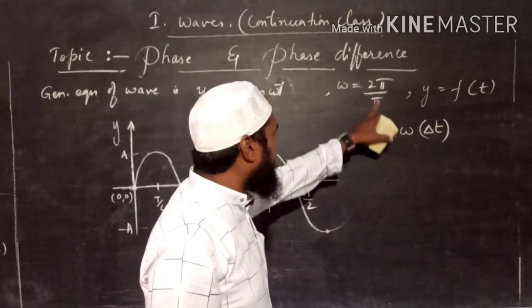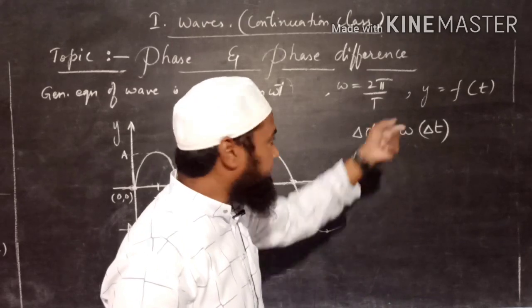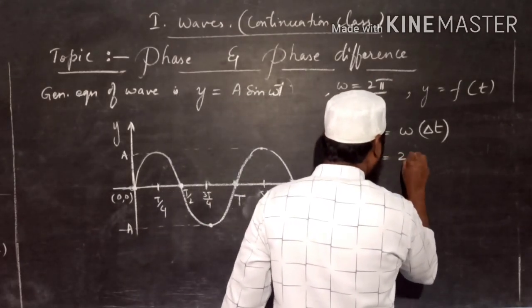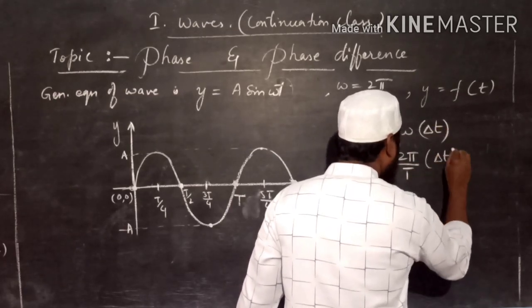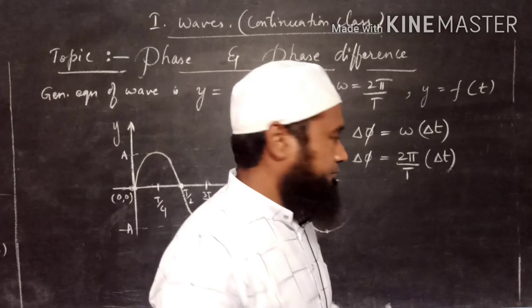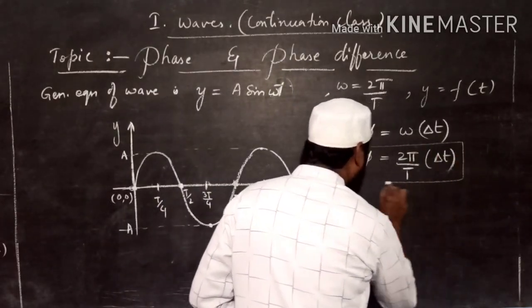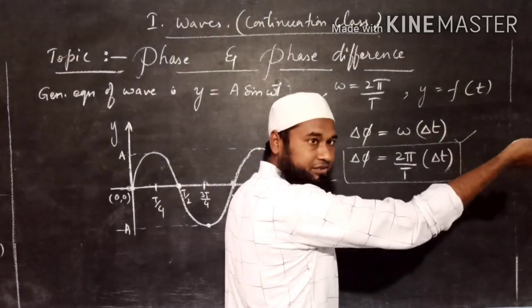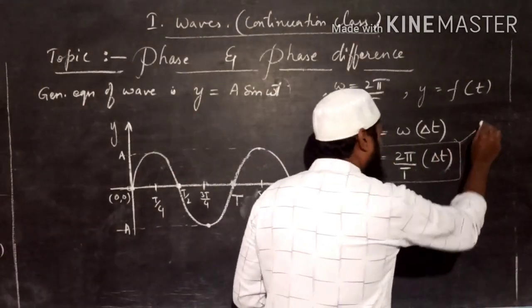In this we can make a change. As you can see on the board, the omega formula is 2 pi by T. Let us substitute it. So delta phi is equal to 2 pi by T into delta t, where delta t is the change in time. Now, whenever you are solving numerical problems, take this formula. You can take the earlier one also, but one step will be increased. So while solving numerical problems, we have to reduce the steps, so directly start from here.